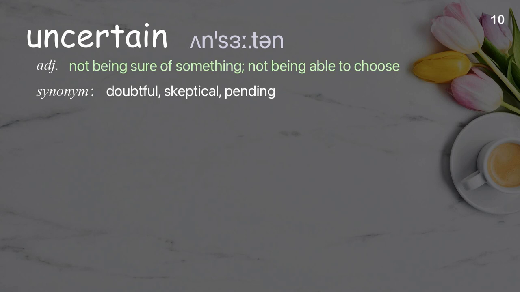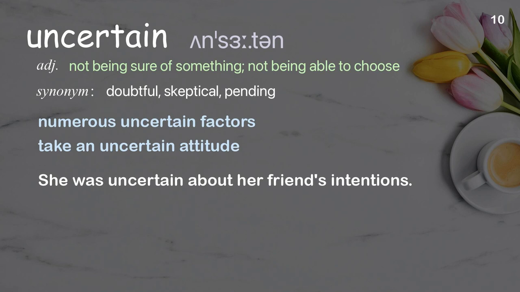Uncertain. Not being sure of something, not being able to choose. Examples. Numerous uncertain factors. Take an uncertain attitude. She was uncertain about her friend's intentions.